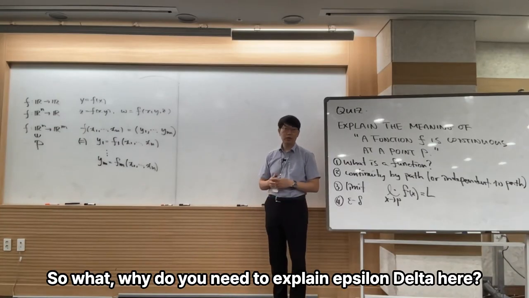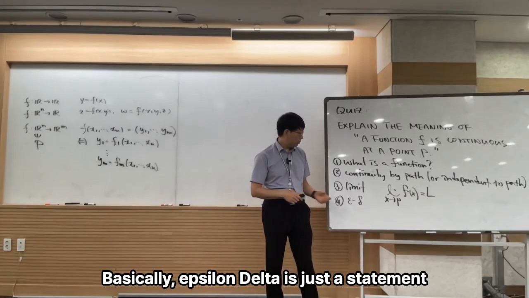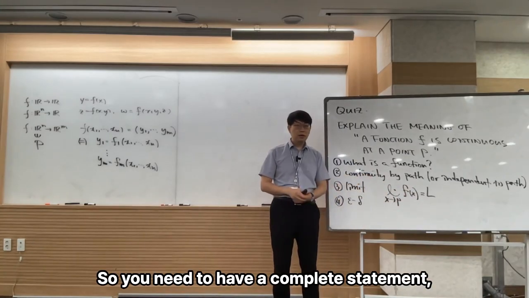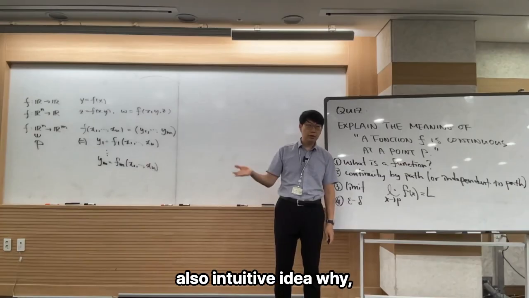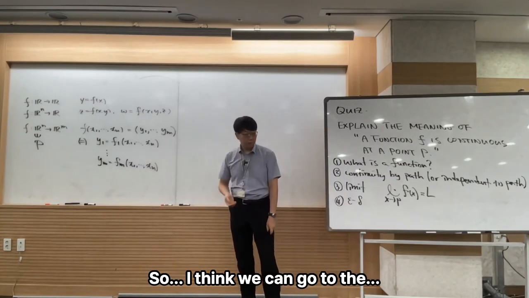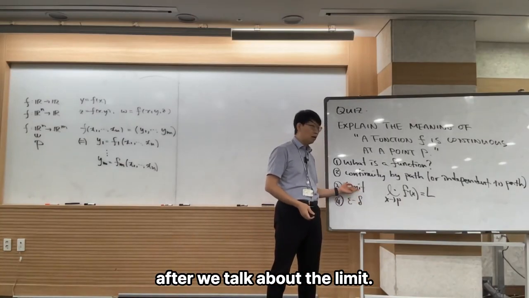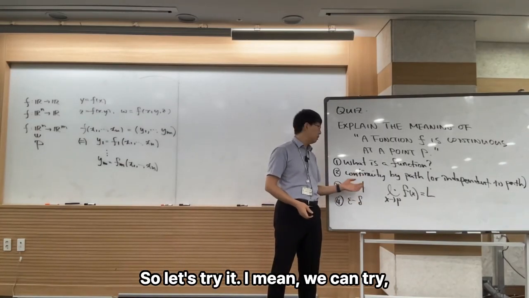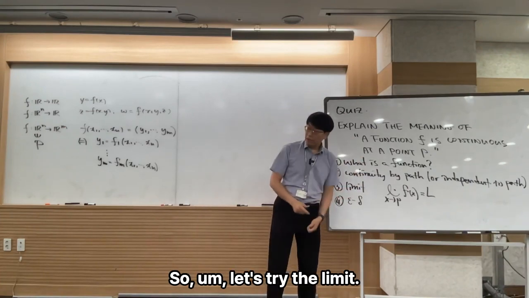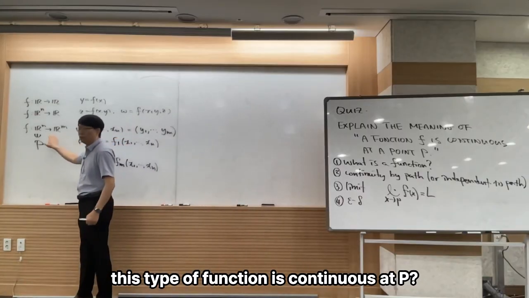So why do you need epsilon delta here? Basically, epsilon delta is just a statement to explain the symbol of the limit. So you need to have a complete statement, and also an intuitive idea of what the statement is talking about. I think we can talk about epsilon delta after we talk about the limit. We can try everything here. So let's try the limit. What does it mean that this type of function is continuous at P?